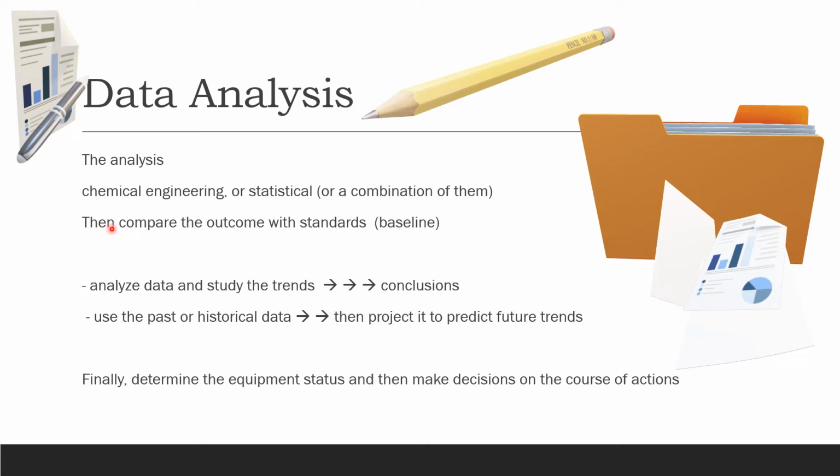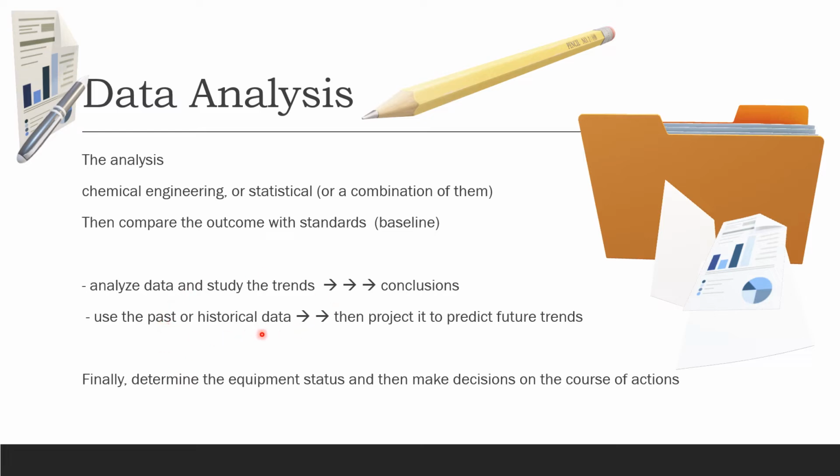Data analysis. So we do chemical engineering, or we do again heavy stats, or a combination of them, okay, to analyze the data. And then we compare the outcome from the data with the standard. Standards, we call them baselines. All right, if you hear the common word baseline, we're talking about the standard. And after that, we analyze the data, we study the trends, what's going on with the data that you have collected, in order for us to come up with a conclusion.